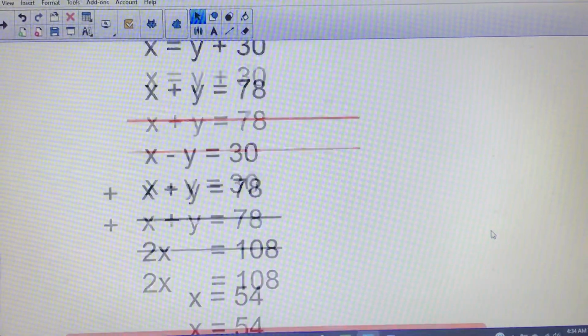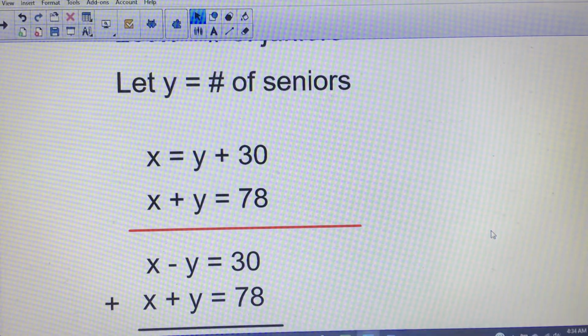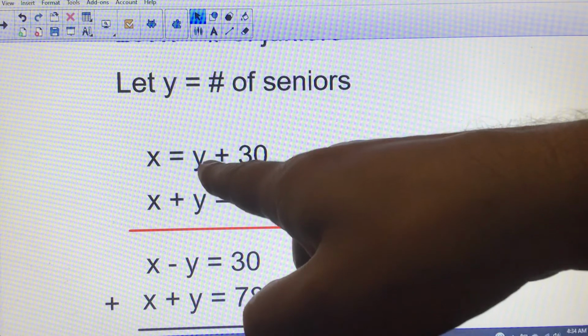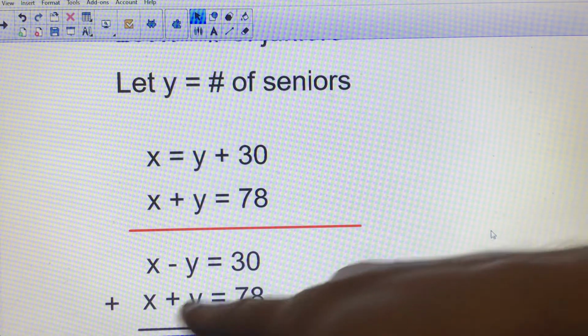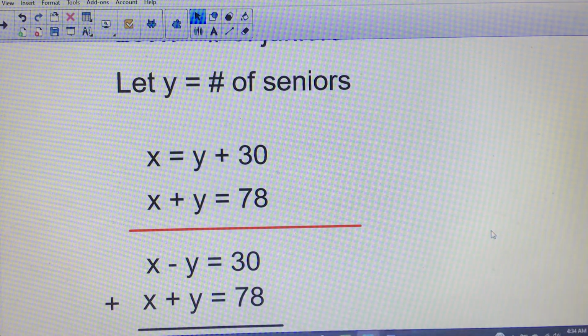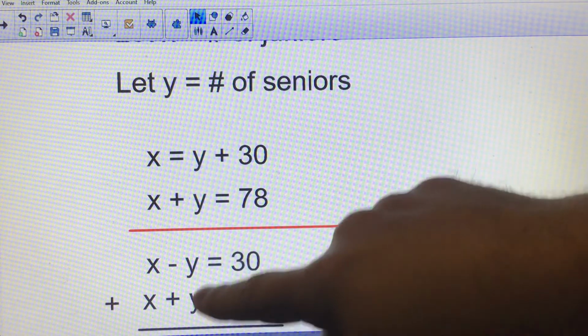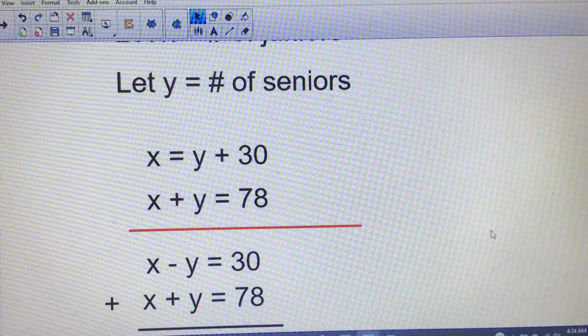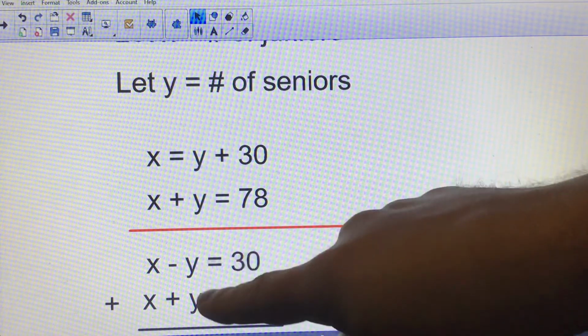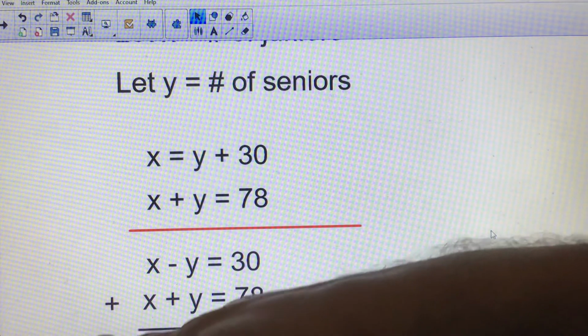Basically, what I did here was move the y over, so I got x minus y equals 30, and x plus y equals 78. Now, normally you'd have to multiply for the elimination, but notice that these both are ready to cancel. This is negative 1y and positive 1y. So be on the lookout. If it's already set to go, there's no reason to multiply anything. So these are ready to cancel, so I can eliminate them. So that's why I put my plus sign here.